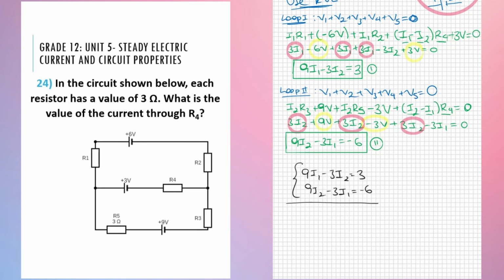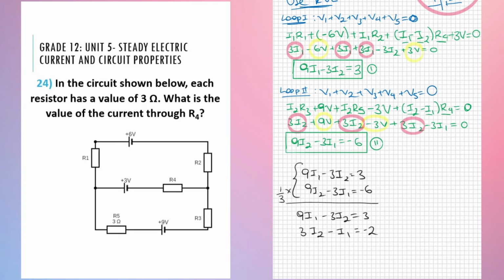So let's say I want to get rid of I2, for example. If I multiply this second equation by 1 over 3, let's rewrite it so this can be a bit clearer. The first equation remains the same: 9I1 minus I2 is equal to 3. The second equation, I have 9 divided by 3, that's 3I2. I have minus 3I1 divided by 3, that's minus I1. I have minus 6 divided by 3, and that would be minus 2.